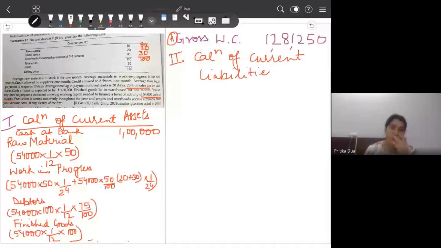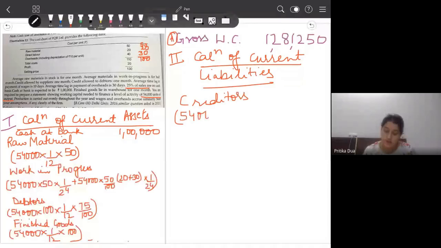The next step will be calculation of current liabilities. The first current liability will be creditors, and the time allowed by creditors is also 1 month, like the time allowed to debtors. Creditors are purely for raw material. It is assumed that they are for raw material. So 1 by 12 into 50.